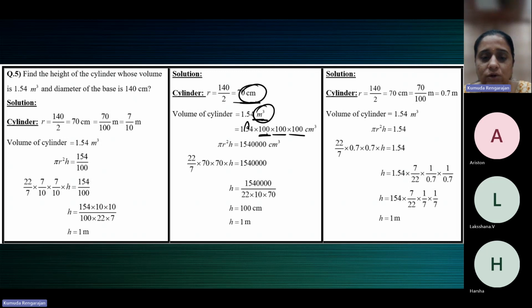So 2 zeros, and shifting the decimal point, they get cancelled. So we need to add 4 zeros, 2 zeros and 2 zeros. When you find this product, 1.54 into 100 will become 154, and 154 into 100 into 100. That's what you see here.